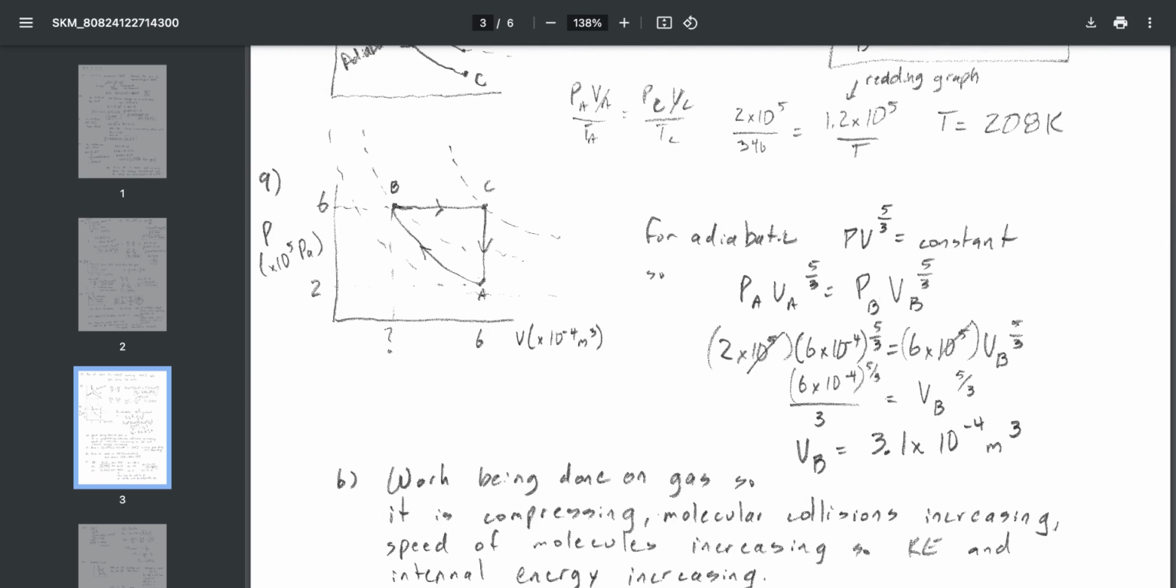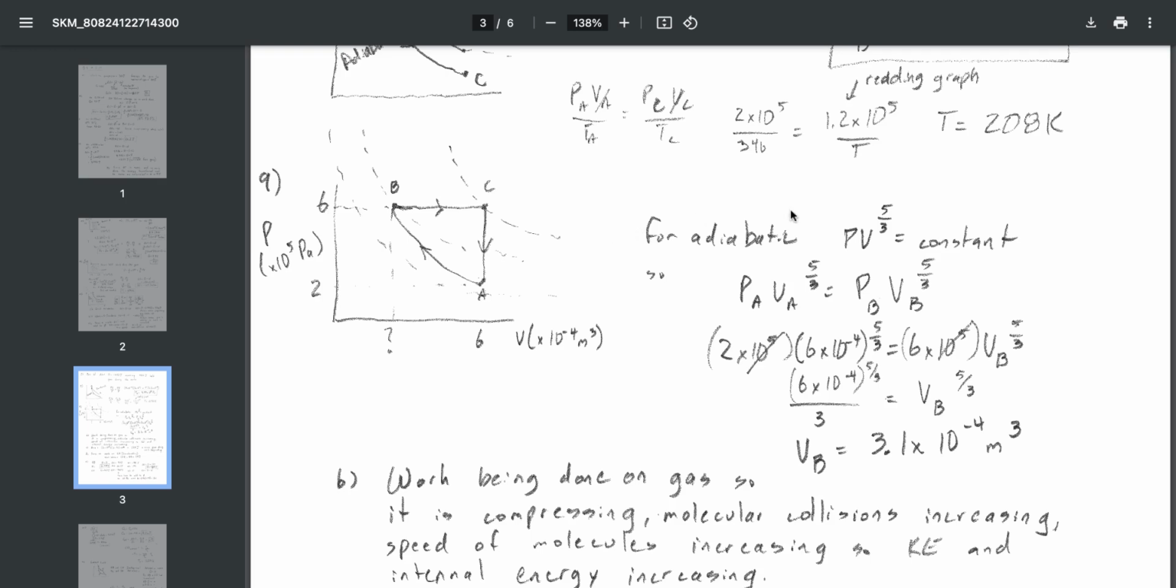For number 9, an ideal gas undergoes adiabatic compression from A to B, isobaric expansion B to C, and an isovolumetric process from C to A. I call it isovolumetric cooling, but they call it a process. The volume at A is 6 times 10 to the negative fourth, so I put that on here. Here are my axes. Pressure at A is 2, so I got that over there, and the pressure at B is 6. All right, so calculate the volume at B.